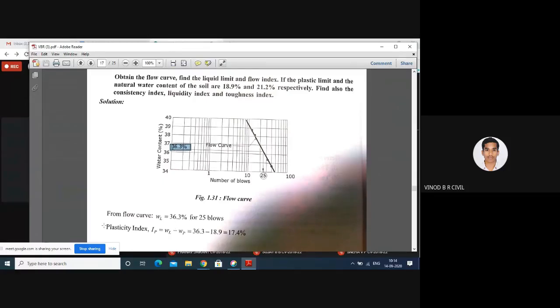And the plasticity index, how we can calculate the plasticity index? We already solved a problem with respect to the plasticity index, which is denoted by IP. IP is equal to the liquid limit, that is 36.3, minus 18.9, that is 17.4. That is the plasticity index value.